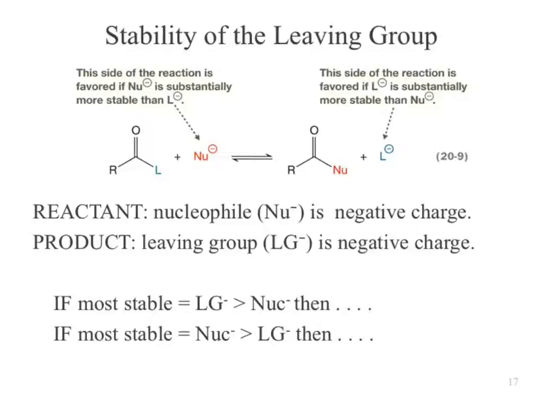So if your most stable is your leaving group, then what do we get? We get a reaction. That is too similar sounding of a word. I would argue you should just write product. If the most stable is the nucleophile, then we get the reactant or no reaction, which I would write as NR. Kind of make sense?